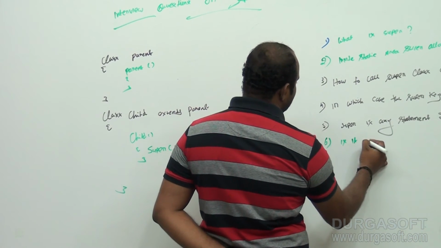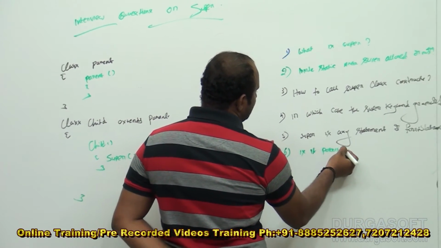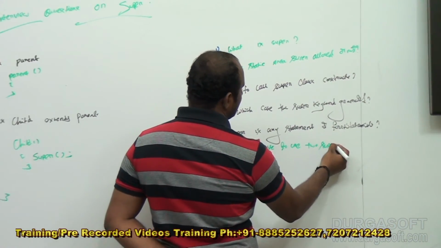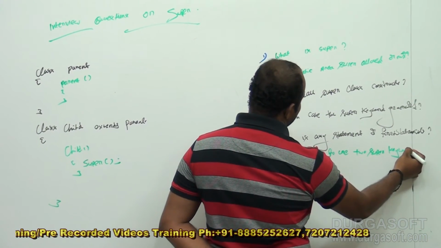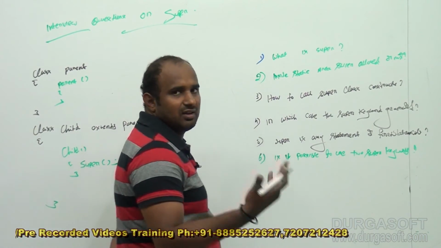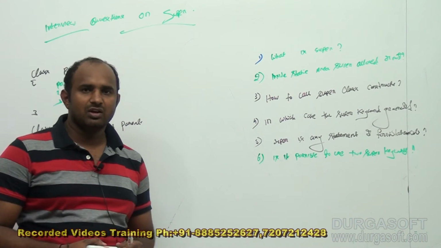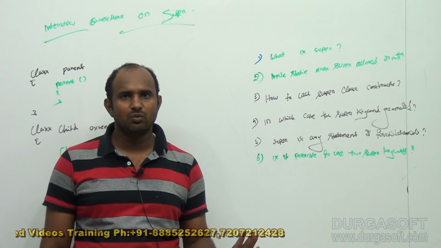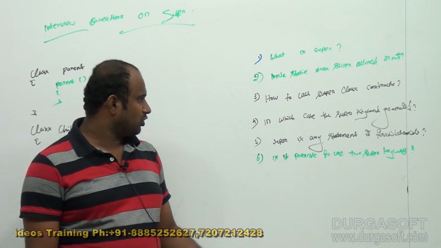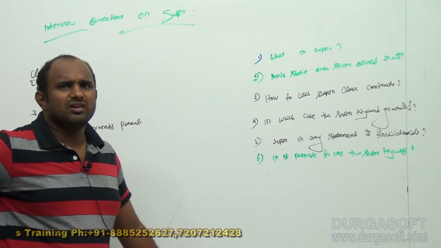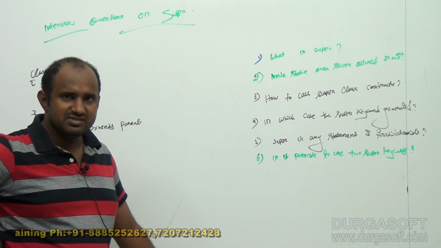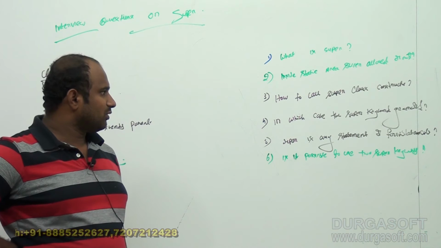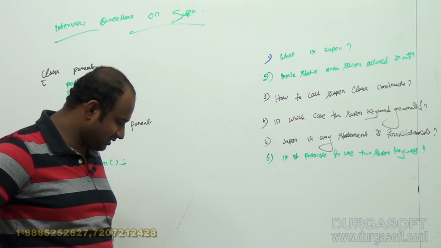Question number 6: is it possible to use 2 super keywords in a single constructor? Tell me, is it possible to use 2 super keywords or not? It is not possible. Inside the constructor, only 1 super keyword is allowed, either a 1 argument constructor call or a 0 argument constructor call. Clear?